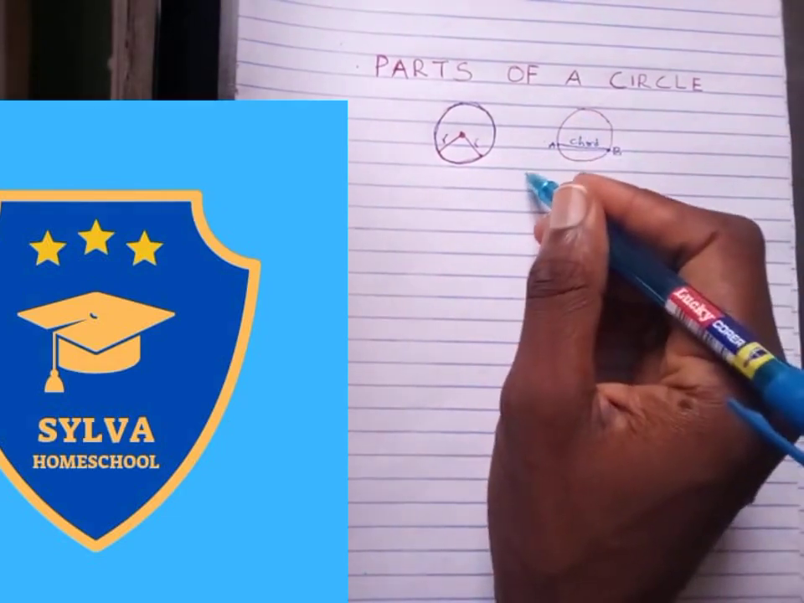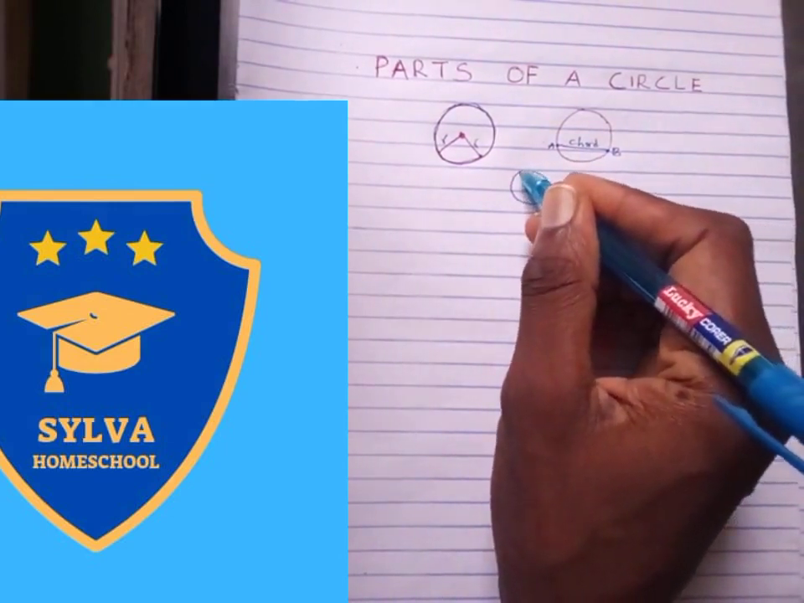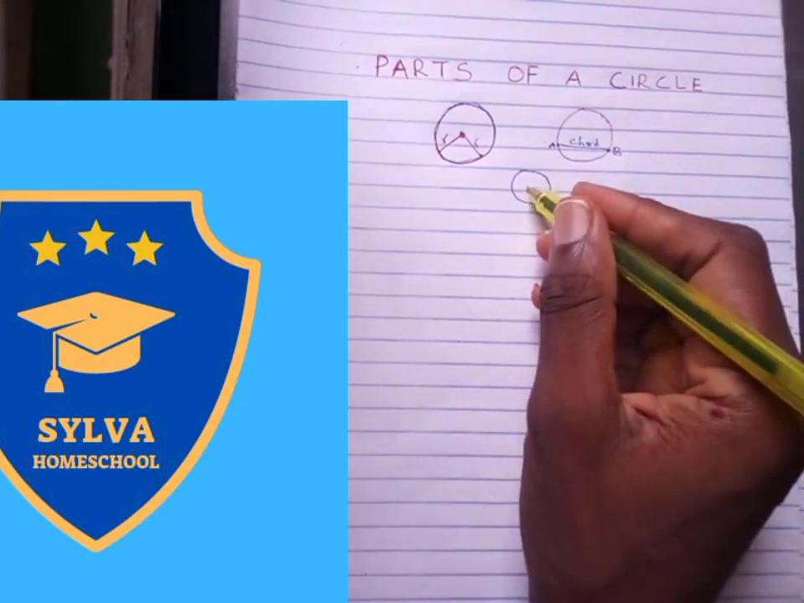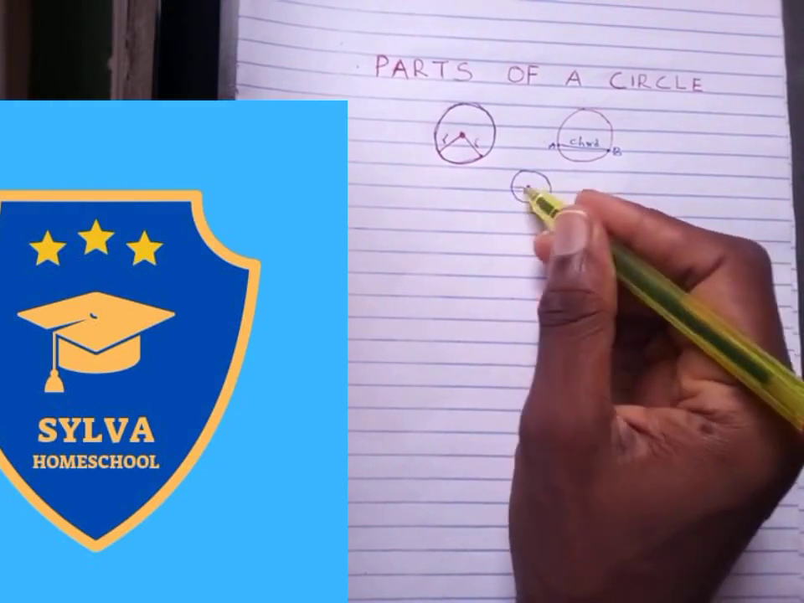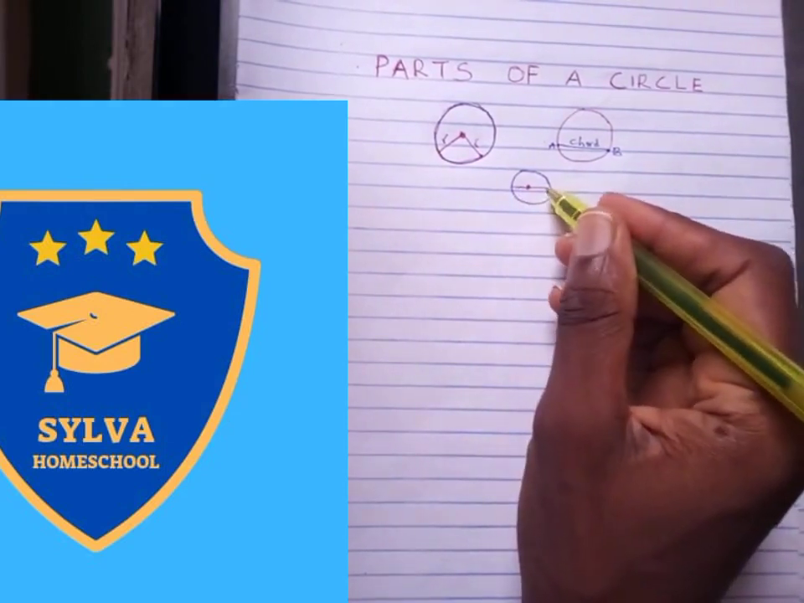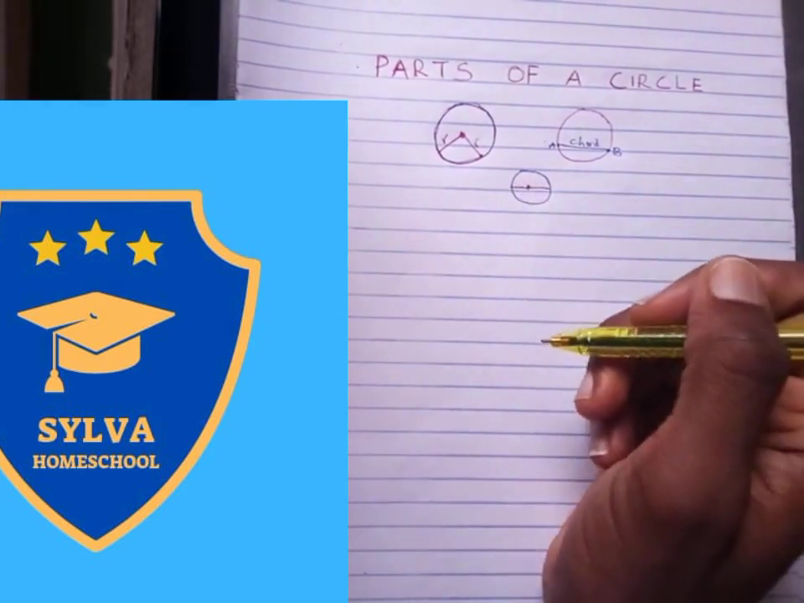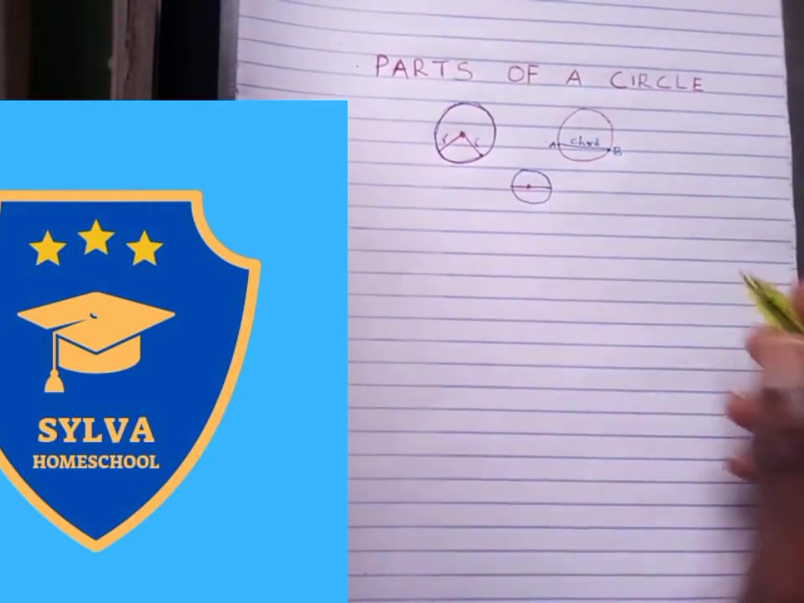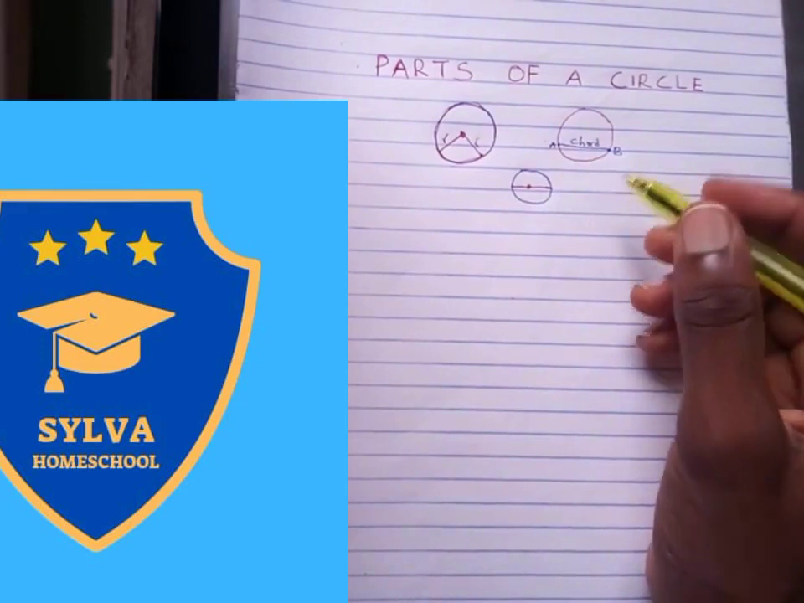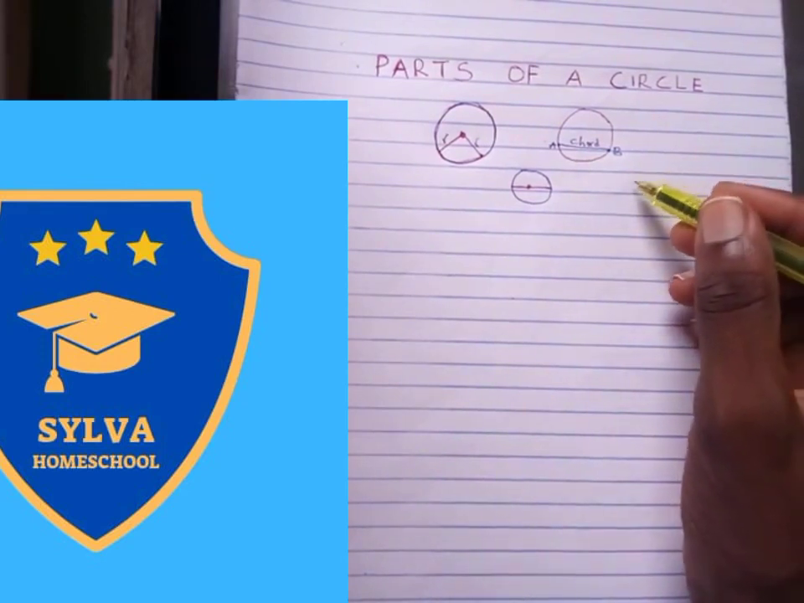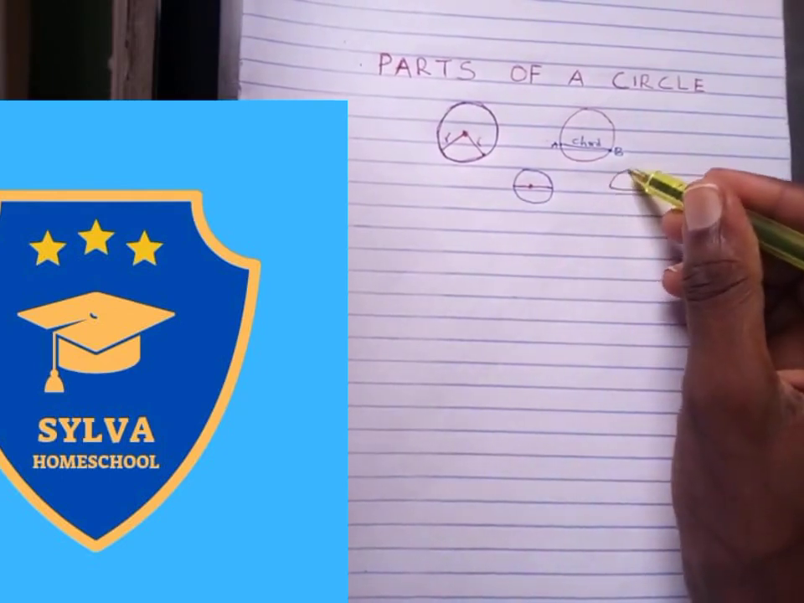that runs across the center of the circle is called a diameter. If this is the center of the circle and a chord runs across the center of the circle to the other point of the circumference, we call this line a diameter. So a diameter divides the circle into two parts, which we call a semicircle. This is a semicircle.